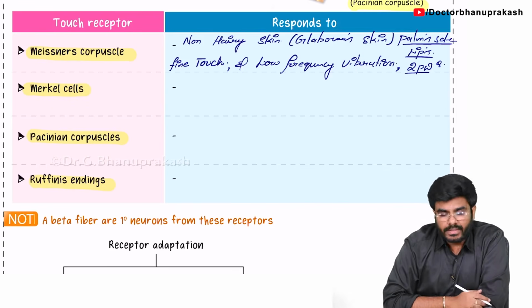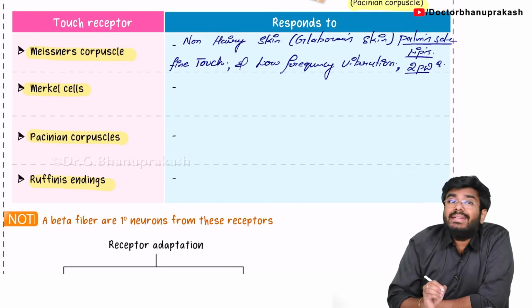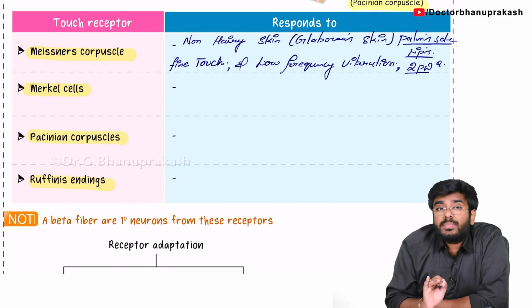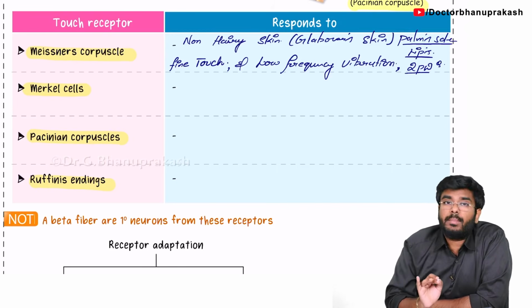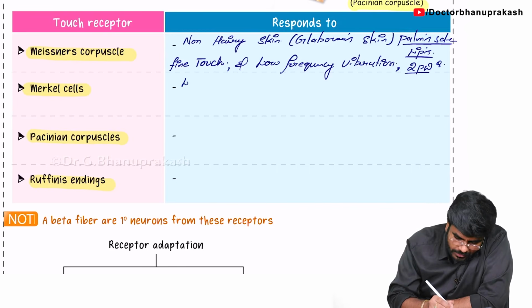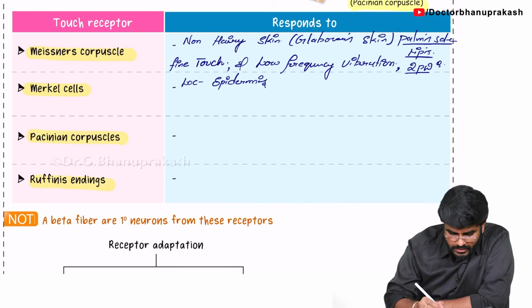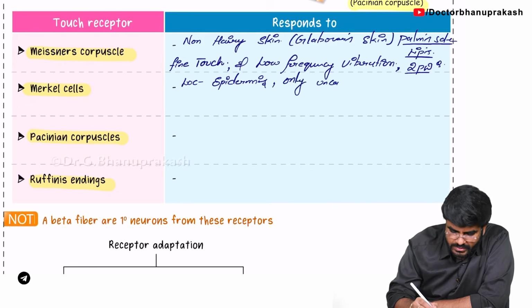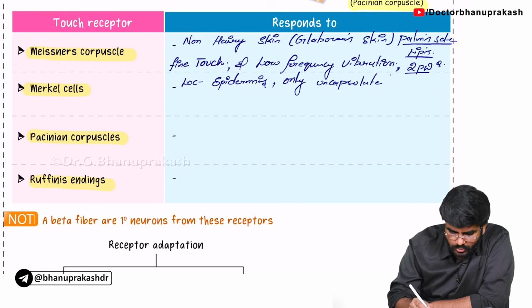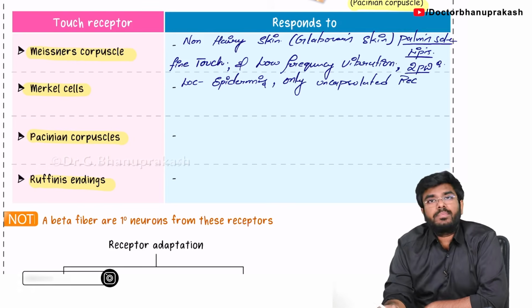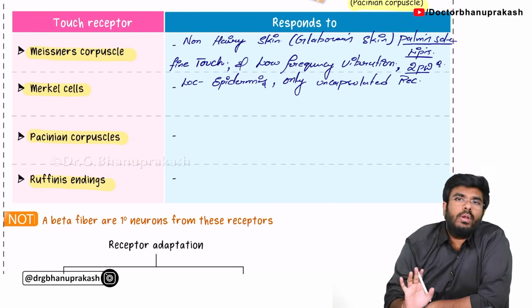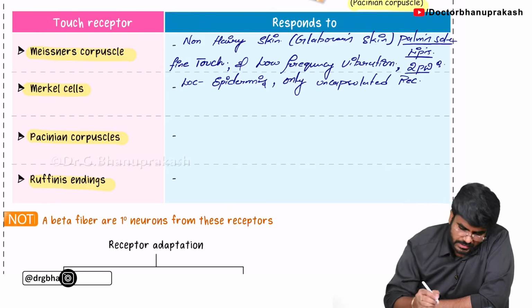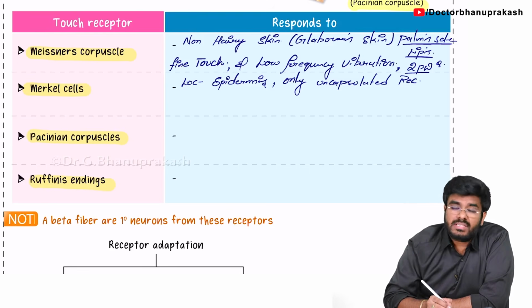What are these Merkel cells going to detect? Important point. Merkel cells are the only touch receptors which are present in the epidermis. All others are present in the dermis, but the only receptor present in the epidermis is Merkel cells. Next, this is the only uncapsulated receptor. All others have a capsule around them. All receptors are capsulated, but this is the only uncapsulated receptor. Next, Merkel's are going to detect sharp edges and corners.